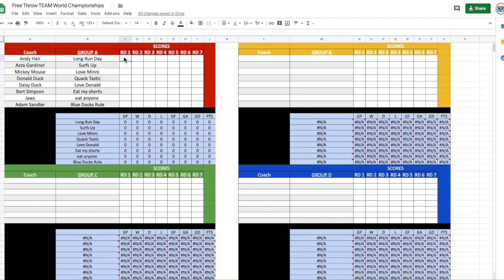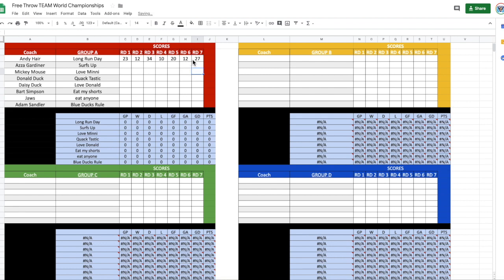So we might put round 1, 5 throws each for my team. We scored a total of 23 buckets. Round 2, we had a shocker. We scored only 12 buckets. Round 3, we scored 34 buckets. We did so well. Round 4, we scored 10 buckets. Round 5, we scored 20 buckets. And round 6, we scored 12 buckets. Round 7, we scored 37 buckets.